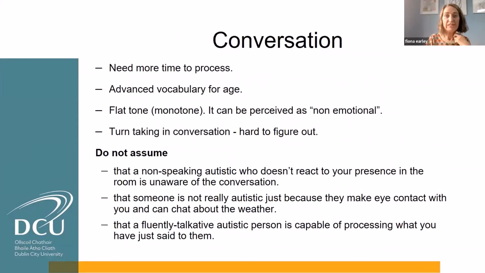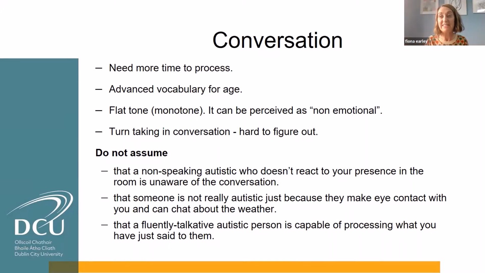So communication styles. I think this is important. Some autistic people will need a little bit more time to process what you have said. And it is sometimes around 30 seconds. So if you keep repeating the question, the person is going back to the beginning to process what you have said. So it is just a slower processing system.